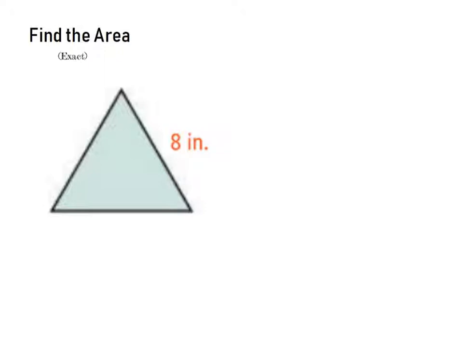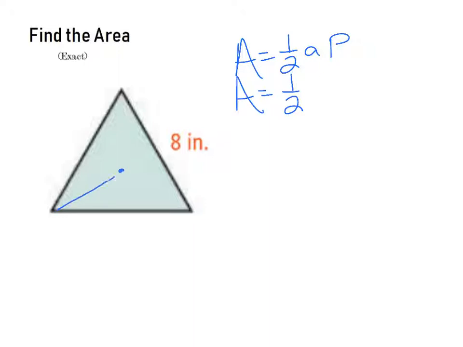All right, back to exact. On this one, we're going to find the area. Now we're going to switch it up. Not a hexagon. We've got ourselves an equilateral triangle. If I come up here and do 1/2 AP, I do not know the apothem, but if I know a side, I can figure out the perimeter. So I'm going to draw this in. Remember, you draw in the 2 radii.